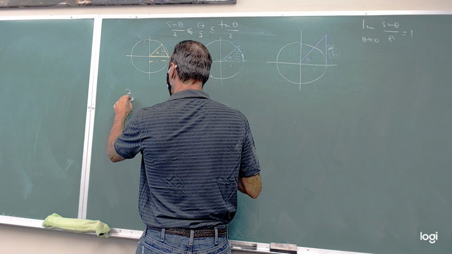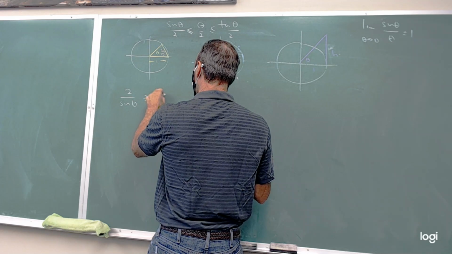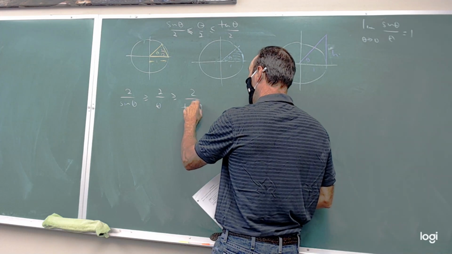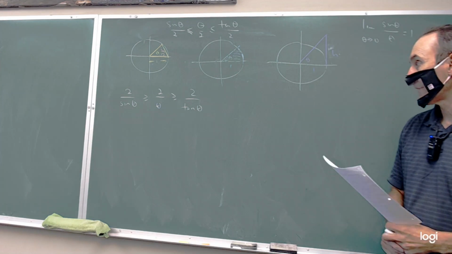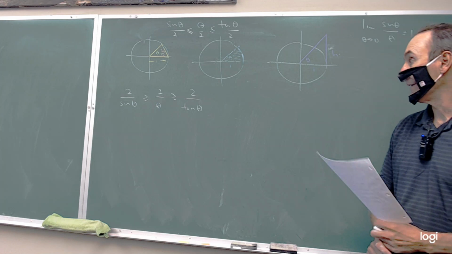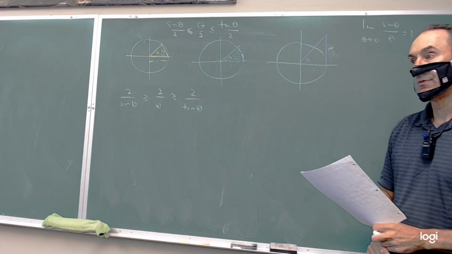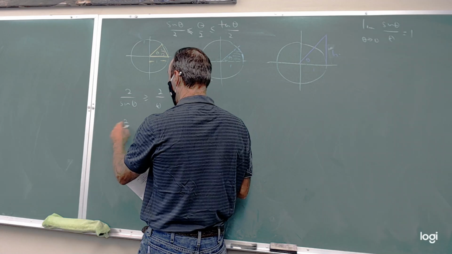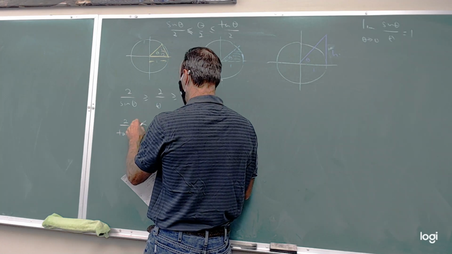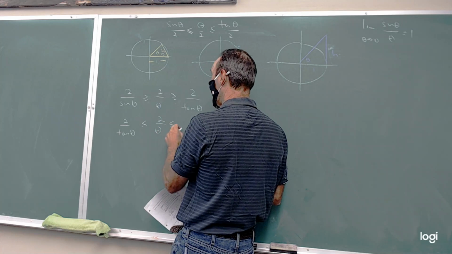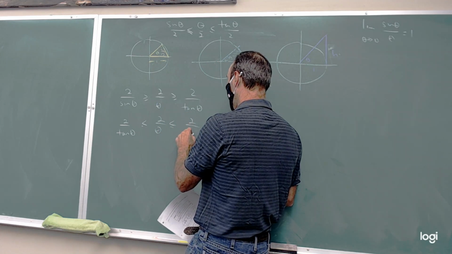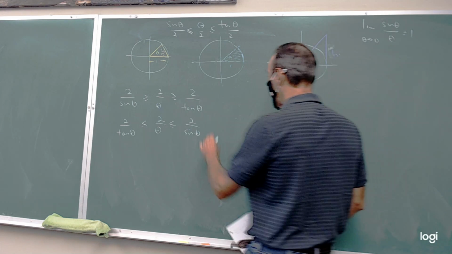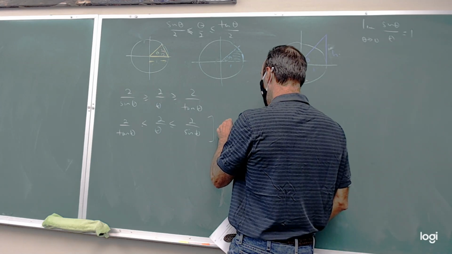2 over sine theta is now greater than or equal to 2 over theta, which is greater than or equal to 2 over tangent theta. Good to go? I just like to have the inequalities going the other way, so I'm going to switch them around. So I'm going to go 2 over tangent theta less than or equal to 2 over theta. You don't have to do this. I just like the organization there better. Now we're going to multiply through everything here by sine theta over 2.